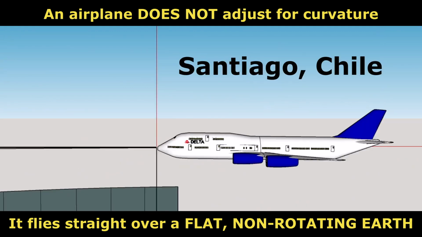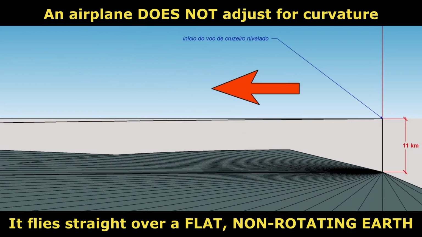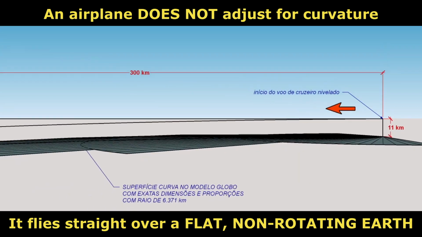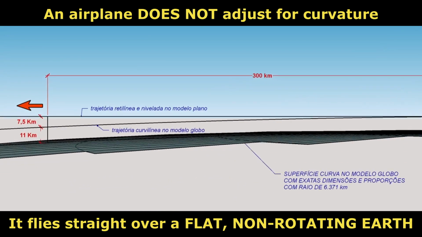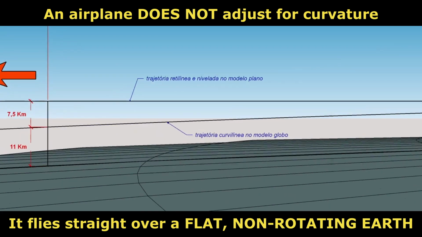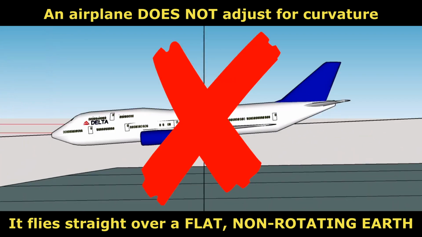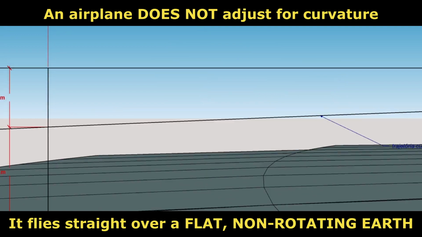So here you have the airplane taking off from Santiago in Chile towards Toronto, Canada. So the very first example we will see is as if the plane was flying over a globe and dipping its nose. So this is not what we observe, this is not what the instruments in the airplane show, and it is contrary to what we learn about the engineering of the airplane, as it was designed to fly straight and level.